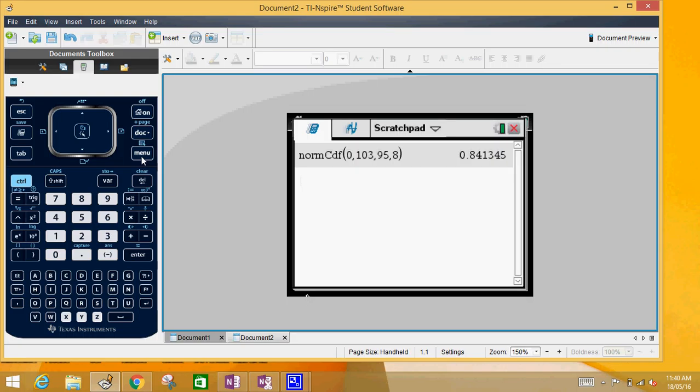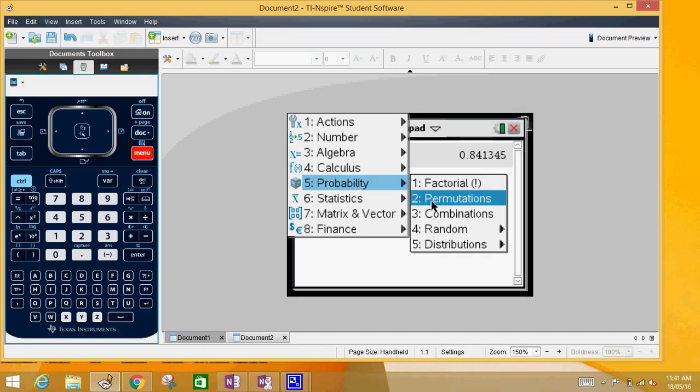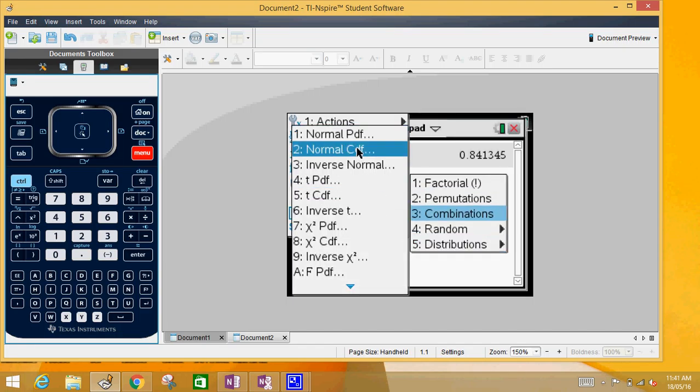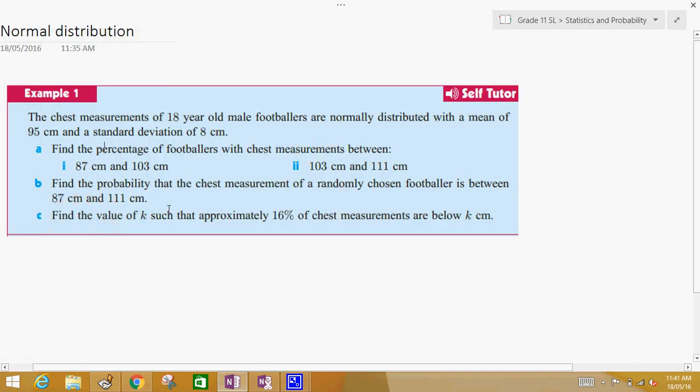The second kind of question is where you're given the percentage and you have to find the number. Once again, we go to menu, we go to probability, it's a distribution, but instead of normal CDF, we're doing the opposite, we're doing the inverse. We're given the percentage and you have to find the number. So inverse, then you have to put the area in. So if we look at one of the questions, find the K values such that 16% of chests are below the K. So 16%, so if I drew this out, 16% are below some K value.